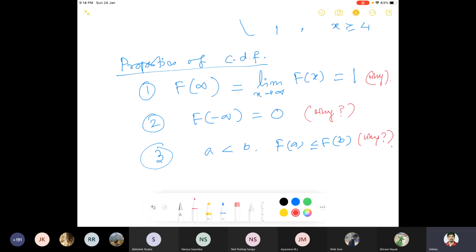I had a doubt. Yes, please. CDF is defined as the probability that X is less than or equal to x. Can I define CDF in any other way I like?